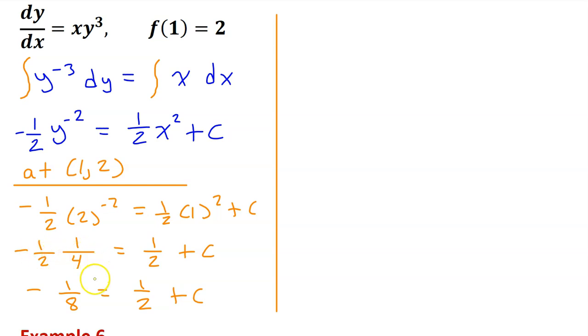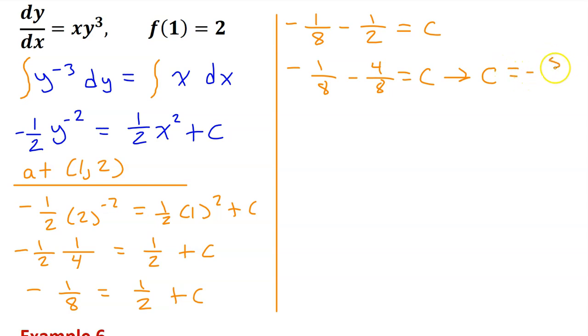Negative 1/2 times 1/4 is negative 1/8. To get c by itself, we need to subtract 1/2 from both sides. So we will have negative 1/8 minus 1/2 is equal to c. Negative 1/2 is the same as 4 over 8. So we have negative 1/8 minus 4/8 is equal to c. Negative 1/8 minus 4/8 is negative 5/8. So c is equal to negative 5/8. Let's substitute this value back in for c.